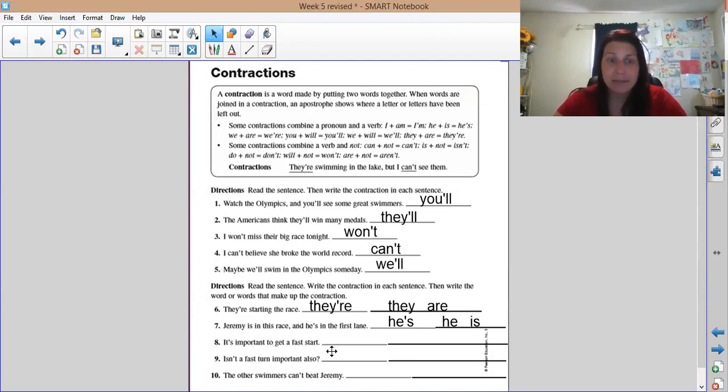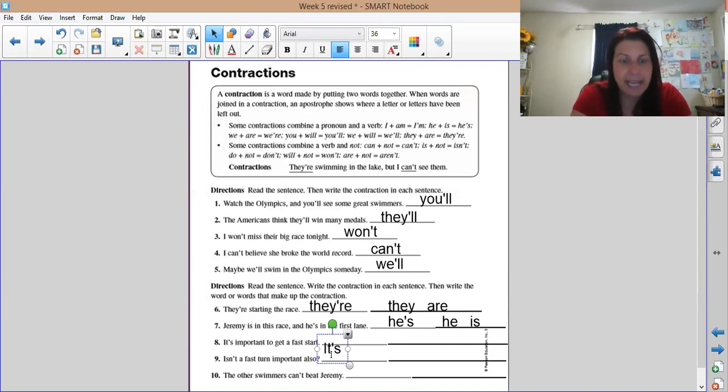All right, number 8. It's important to get a fast start. All right, grab that contraction with that apostrophe. It's. Yes, all right. You can give it that capital letter if you want, because it is the first word in the sentence. And it is made up of it and is.